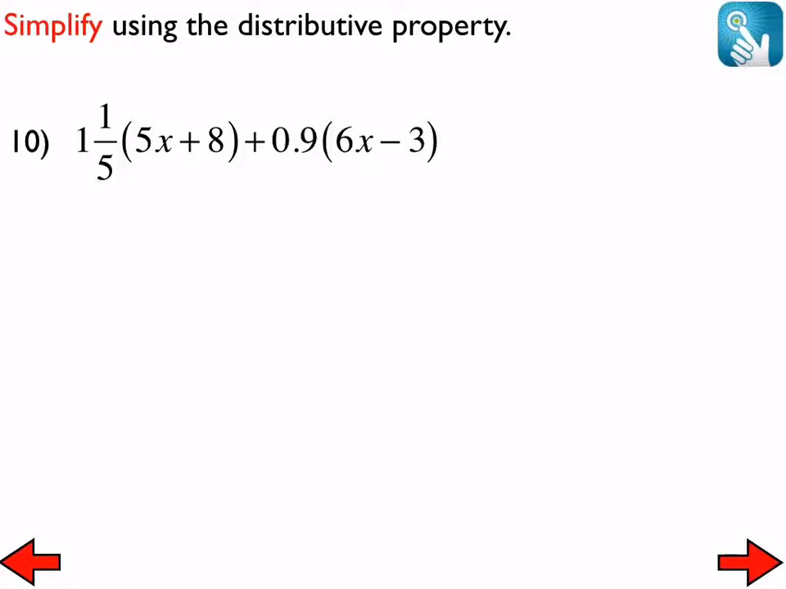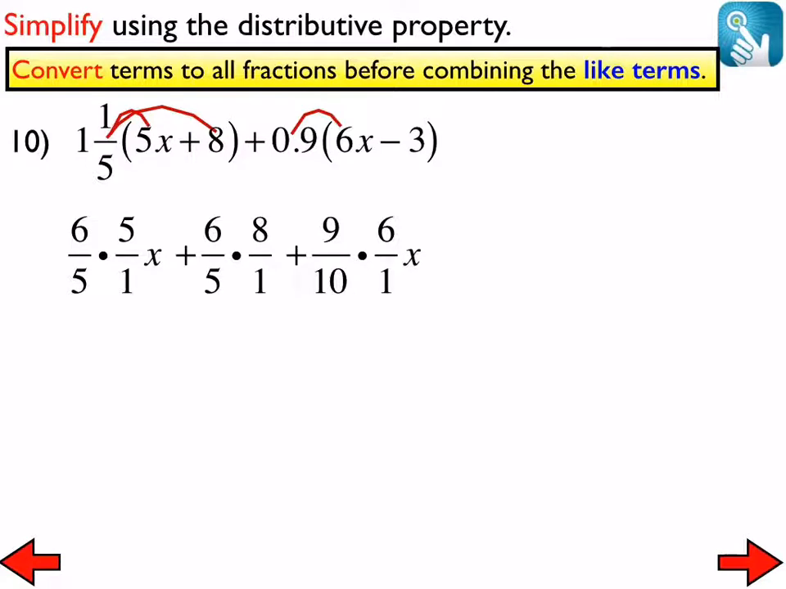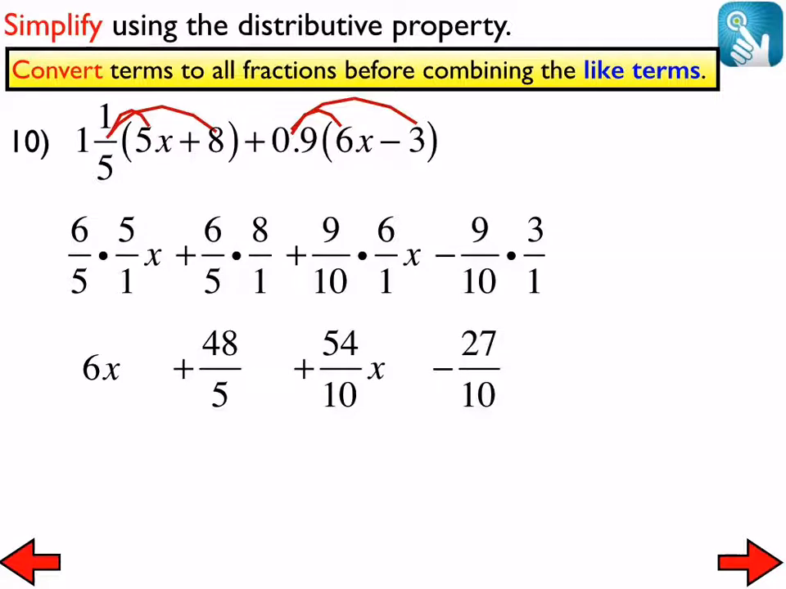So number 10, I'm going to convert the 0.9 to 9/10. And go ahead and multiply it out like that. So I just sort of replaced it with 9/10 in my head and multiplied out. And now I end up with this. And from there I need to convert the 6x to 60/10 so I have common denominator there. And the 48/5 to 96/10 to have a common denominator with the negative 27/10.